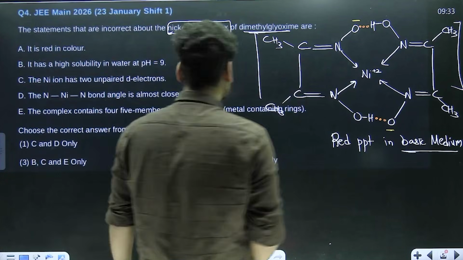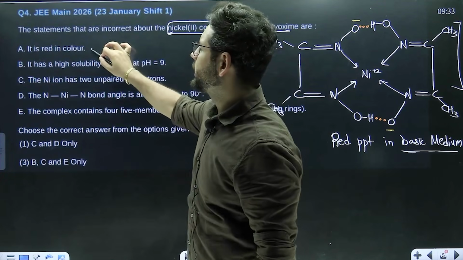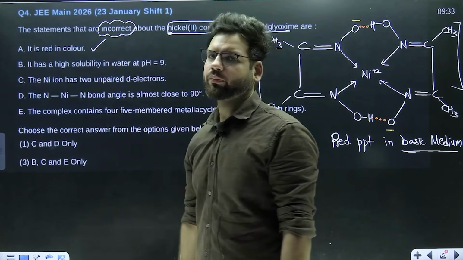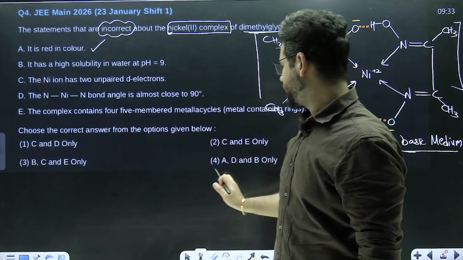So let's look at the options now. It is red in color, absolutely correct. They are asking to identify the incorrect statement. So this is correct. A should not be there in the answer. Fourth option goes out.